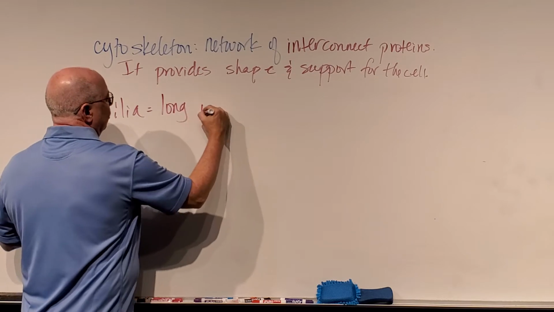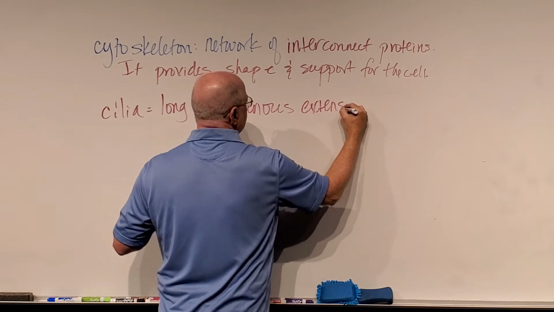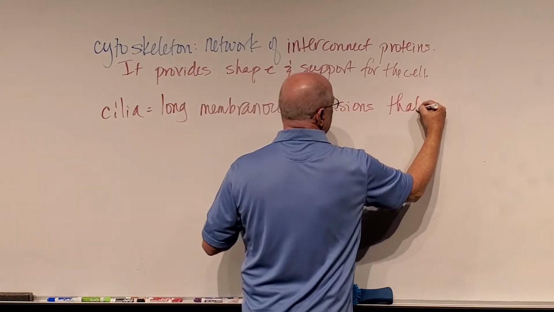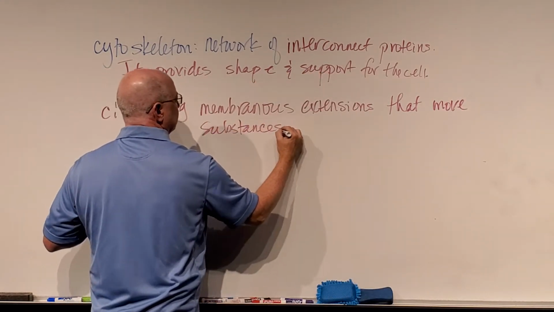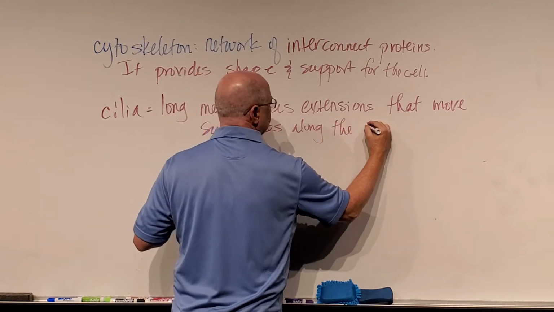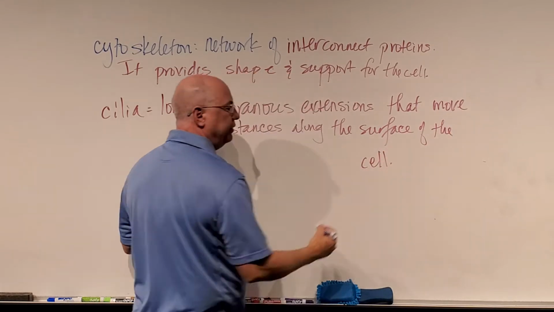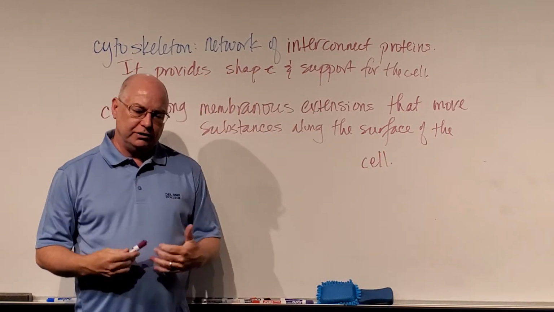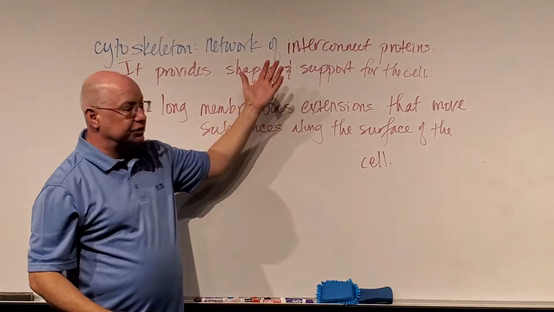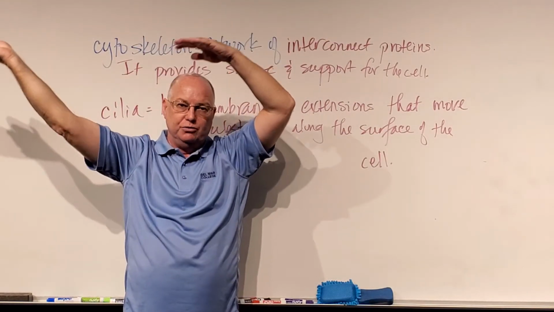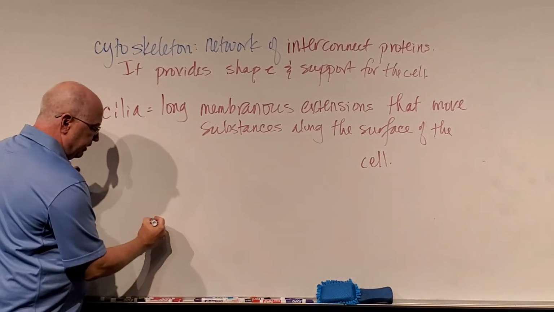Cilia are long membranous extensions that move substances along the surface of the cell. They're long membrane extensions that move substances along the surface of the cell. So if I'm a cell, my arms would be like cilia flapping. And the reason they move is because the cytoskeleton in there can be moved and cause the cell to move around like this.